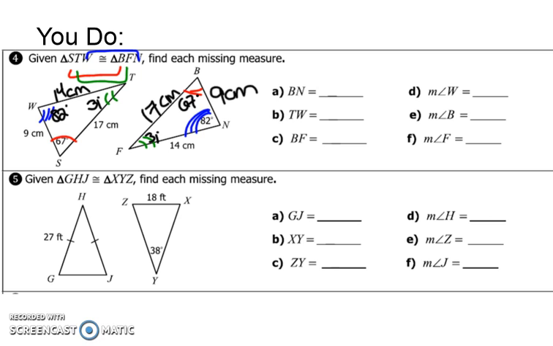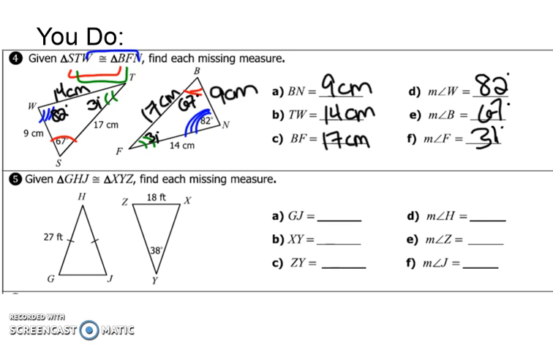So now we can fill in our values. BN is 9 centimeters. TW is 14. BF is 17. W is the same as N, which makes it 82. B is the same as S, which makes it 67. And F is the same as T, but when we have two angles within a triangle, we can find the third. And in this case, it's going to be 31 degrees.